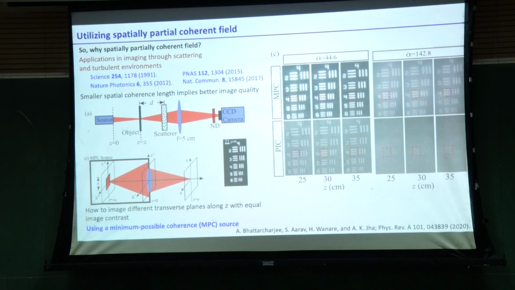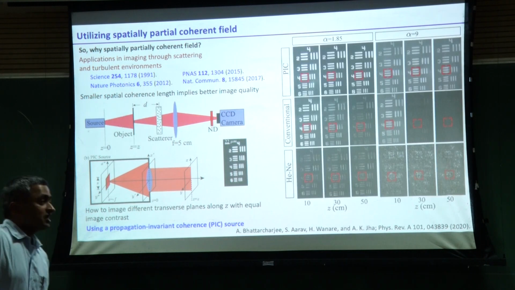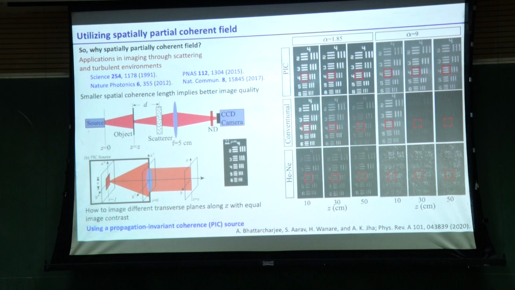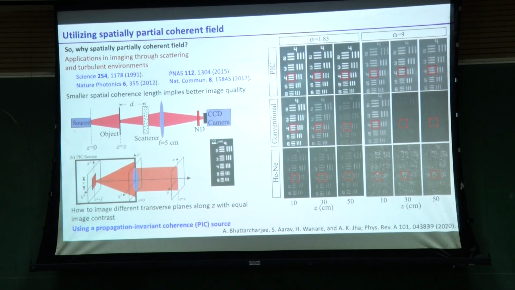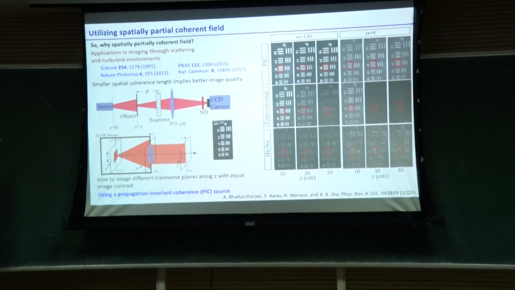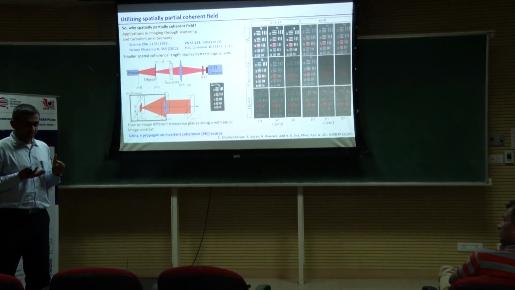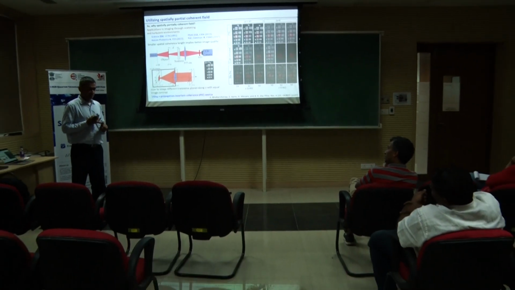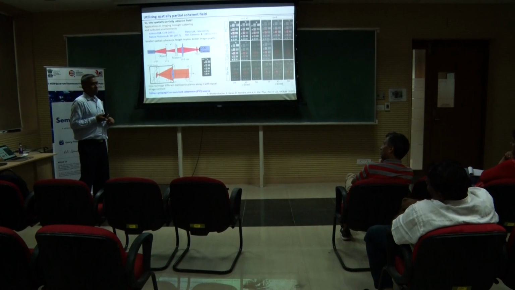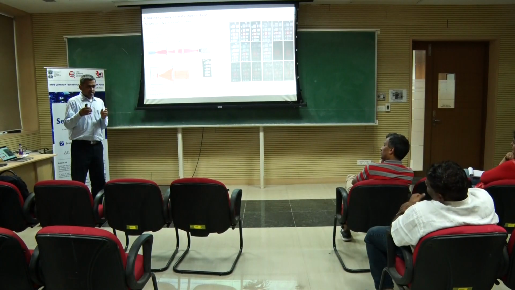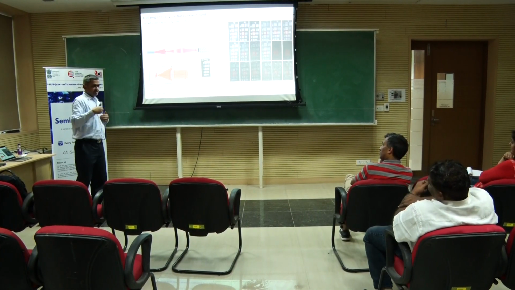This is counterintuitive. Okay, so if the world is ideal, there is no difference. You can do imaging with perfectly coherent versus partially coherent. But of course, the world is not ideal.